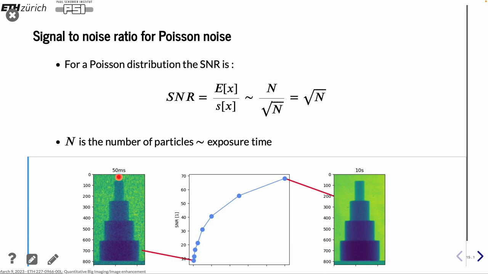Here I did a 50 millisecond exposure. You can see it's quite noisy, and the signal to noise ratio is below 10. Then when I expose it at 10 seconds, then it's much, much cleaner, and we have a signal to noise ratio of 70. So this shows a little bit how, and you can see nicely that it follows the square root of n.